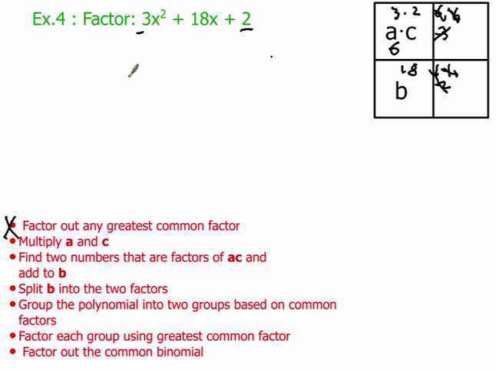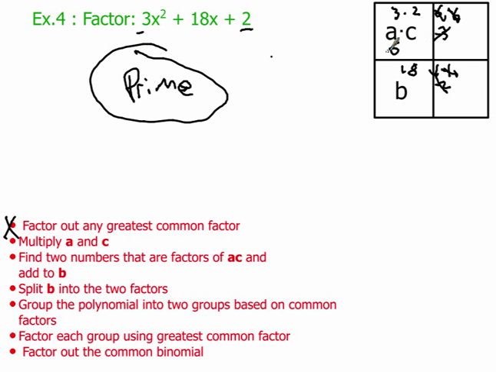Well, the answer is we're going to do nothing. This is a prime polynomial. It cannot be factored, so we call it prime. Anytime you do a times c and you can't find any factors that add up to b, it's prime. Scrap the whole thing. Just say it's prime. There's no way to factor it. We're done. So this is a prime polynomial because there are no factors of ac that add to get b.